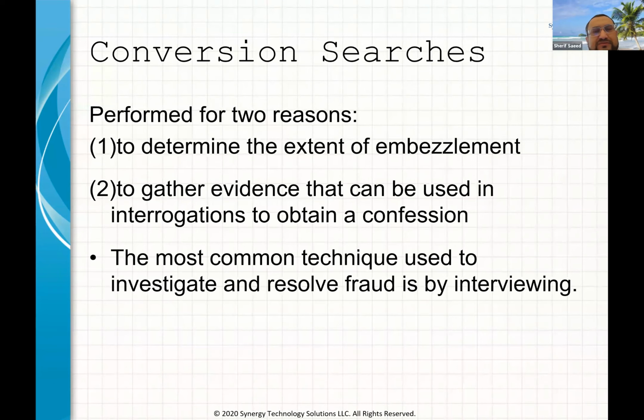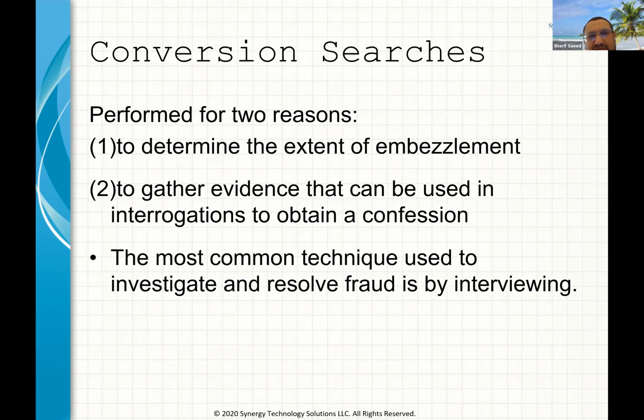Now, searching for conversion is performed for two reasons. First, to determine the extent of the embezzlement. You want to know how much was stolen. You caught somebody who was stealing $100, but is that all? So you need to do that search. You have to talk to him and find out, and we'll talk about it in more detail in the interview process, about the period since when he's working, since when he's stealing, and then it will give you the total amount that you are involved with.